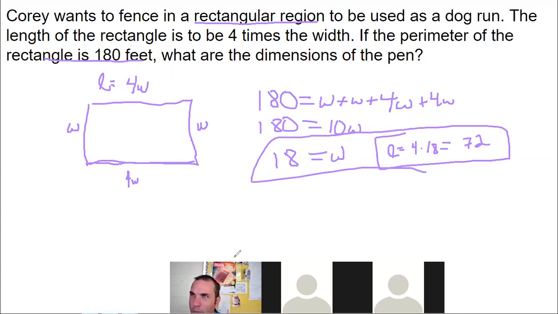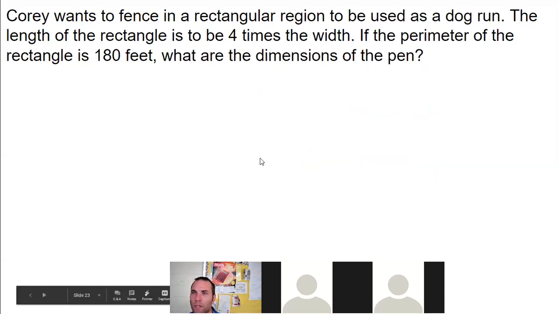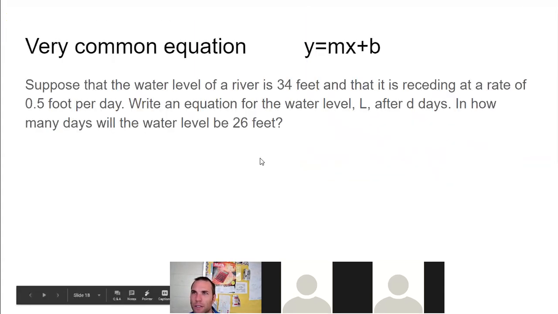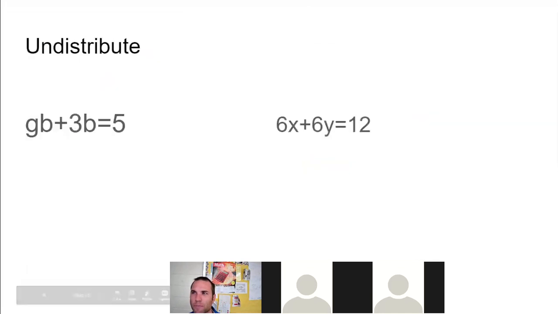All right, thoughts on that? I would say this is a big one. Where it says the perimeter, where it tells you what one side is related to the other, there's going to be a test question on that. You guys definitely want to know that. All right, that's the last one.